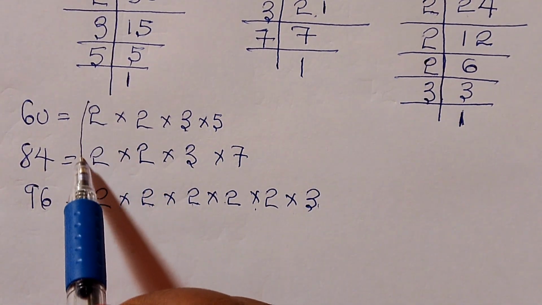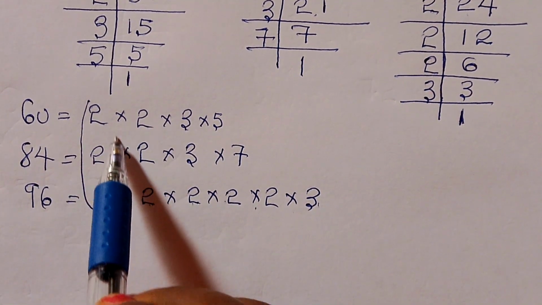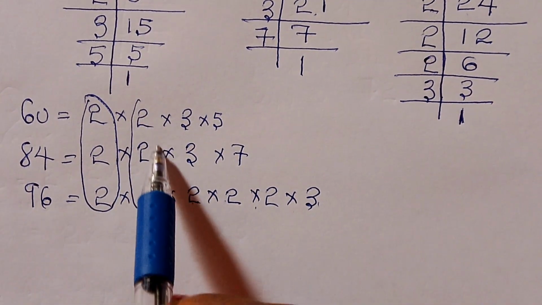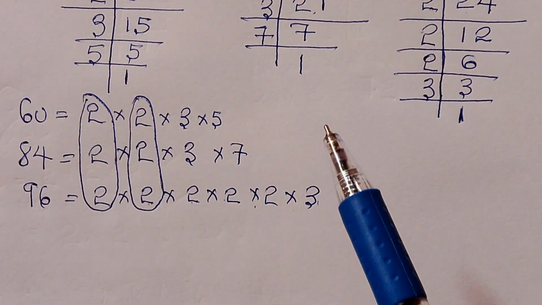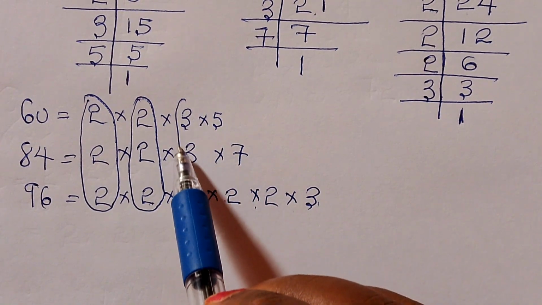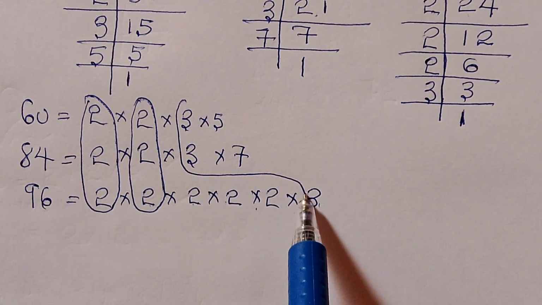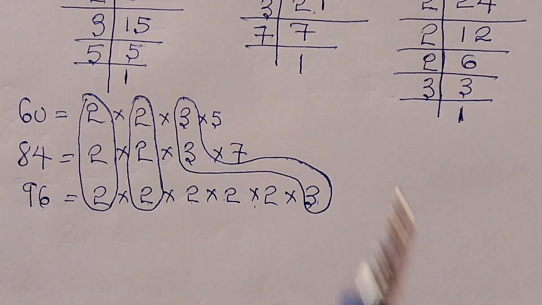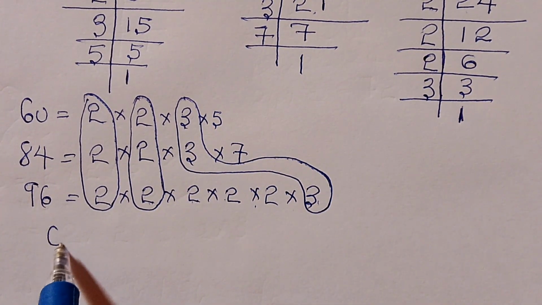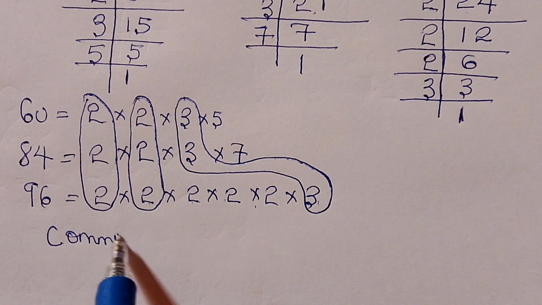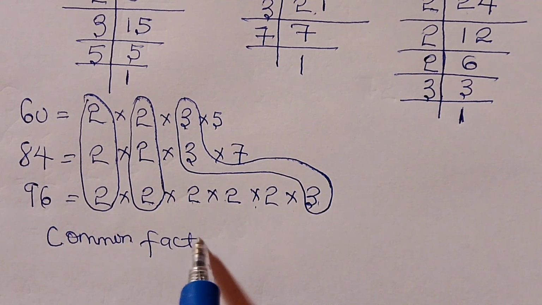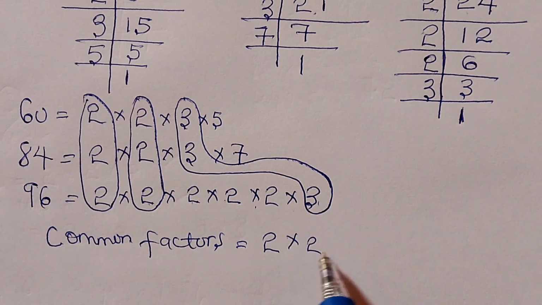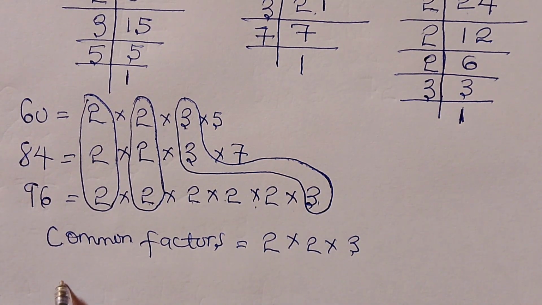2 is common in all 3 numbers. 2 is common, and also we have another 2 common. So we have 3 common here. So we select it. 3 is common. Right, so we are going to write down the common factors. So the common factors are 2 times 2 times 3.